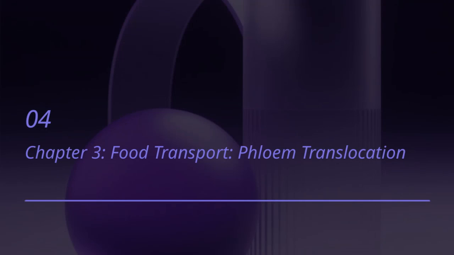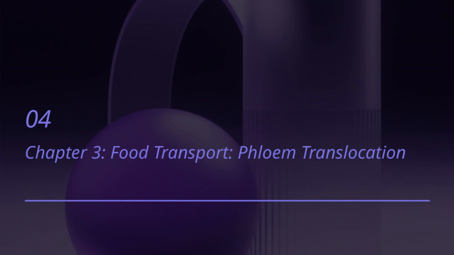In this slide, we're diving into Chapter 3, focusing on food transport, specifically phloem translocation. This is a crucial process because it explains how the products of photosynthesis, mainly sugars like sucrose, are transported throughout the plant. It's fascinating to see how the plant ensures that these nutrients reach all parts, whether it's growing tissues, storage organs, or developing fruits.